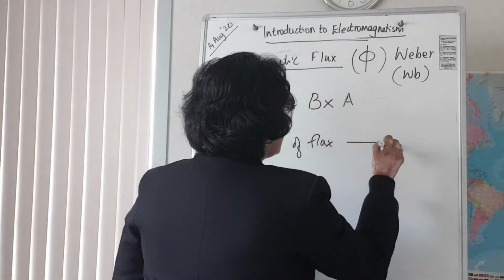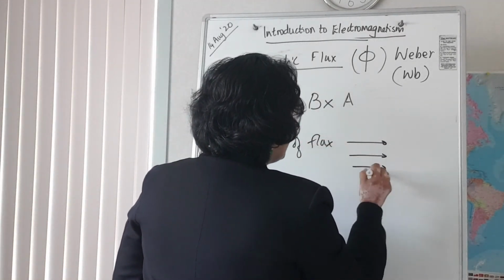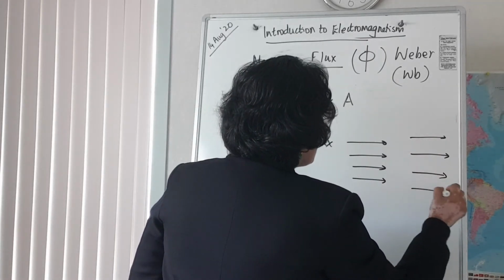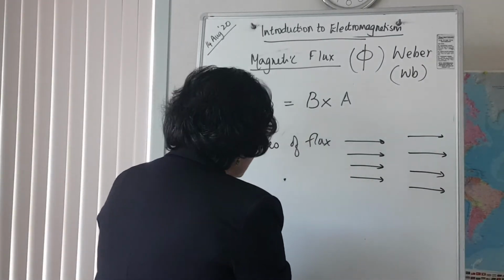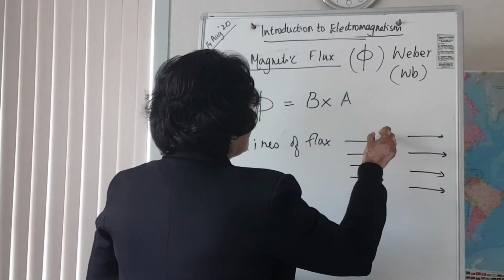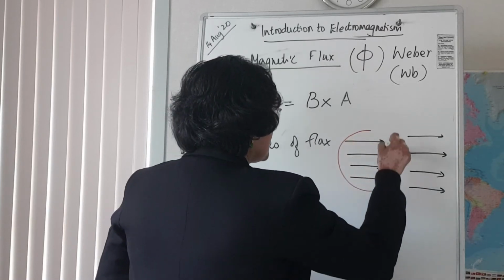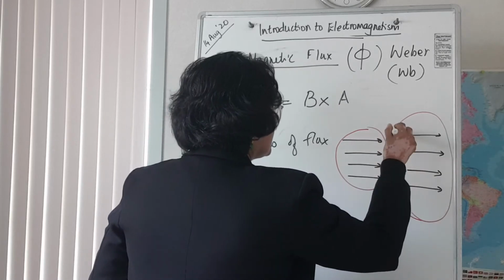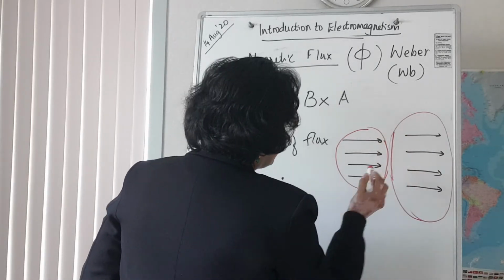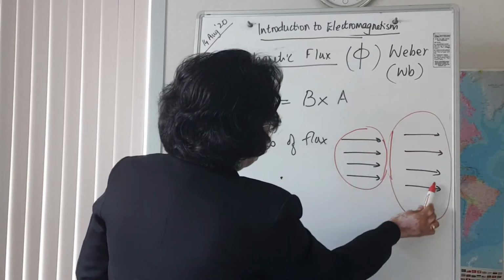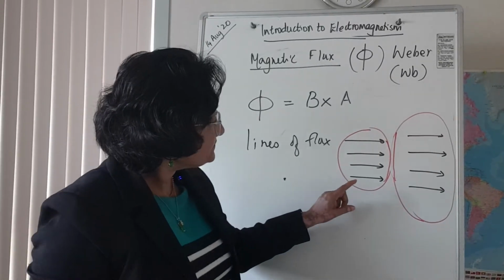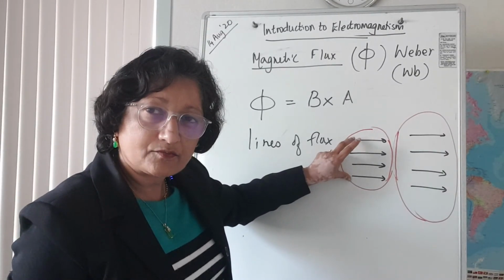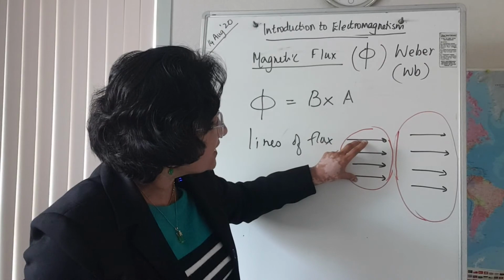Okay, so this represents lines of flux. So I'm drawing four lines of flux. So what is this magnetic flux? It is how much magnetic field there is in a particular area. So I've drawn, so this is one area, that's another area. So you can see that the lines are more crowded here because the area is small. So it's the same number of lines in a smaller area.